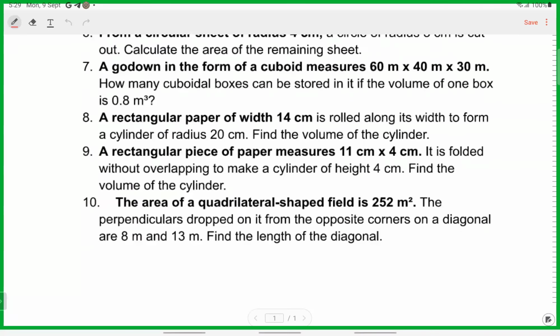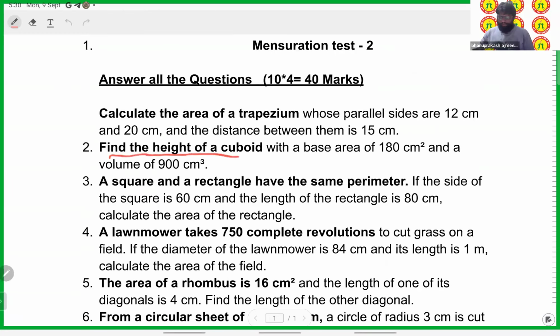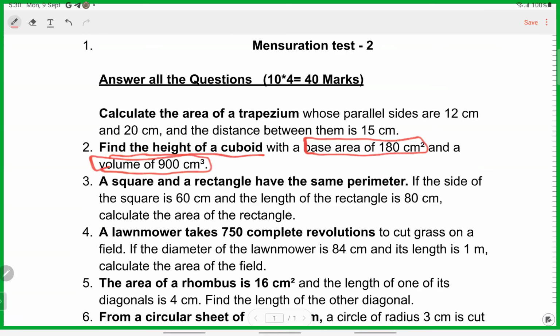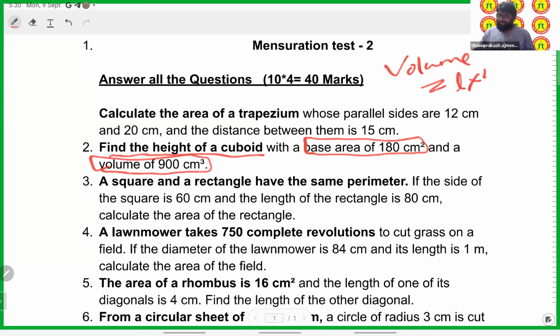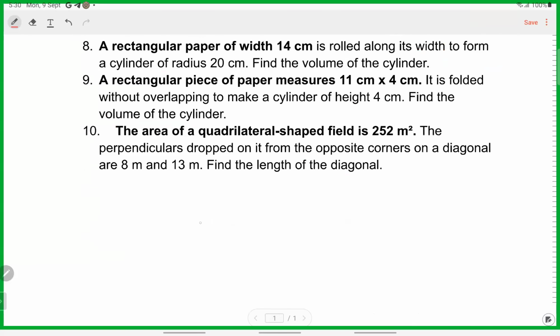Here, find the height of the cuboid with a base area of 180 centimeter square and a volume of 900 centimeter cube. What is the volume of a cuboid? Length into breadth into height. What is length into breadth here? That is the base area, 180 centimeter square.